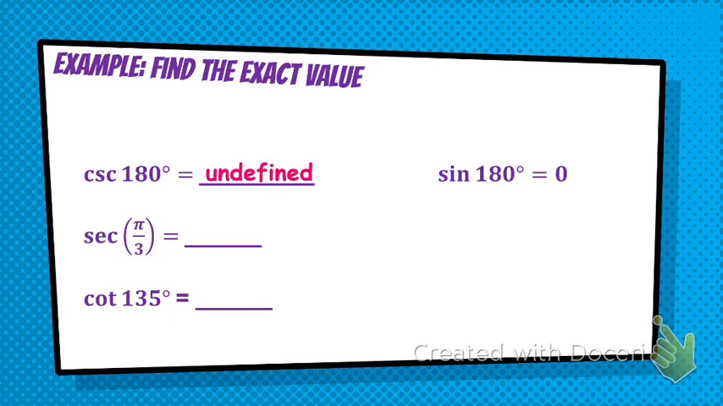What's the secant of pi over 3? Secant is paired with cosine, so what's the cosine of pi over 3? It's 1/2, so therefore the secant of pi over 3 would be 2. The cotangent of 135: what's the tangent of 135? That is negative 1. So if that's negative 1 over 1, then the cotangent of 135 would just be negative 1 over 1, which is just negative 1.